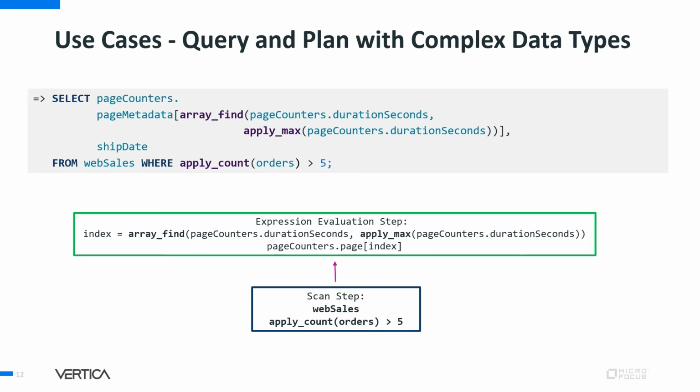In contrast, with the complex type schema, we can fit both the query and the query plan on the same slide. There's no need to do any joins, and instead of group by clauses, we have the apply count, apply max, and array find, and array index operator to turn everything into just a couple scalar expressions that's easy for the query processor to understand. And indeed, the query plan is just 2 steps. One, to evaluate the apply count predicate and materialize data, and another to evaluate the scalar expression.